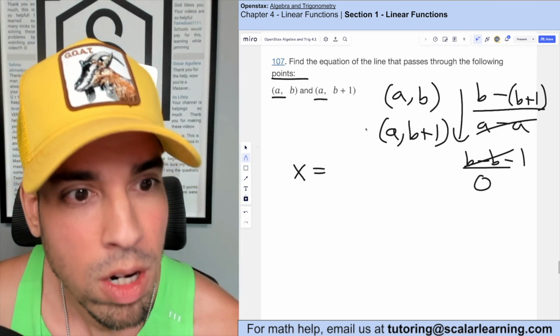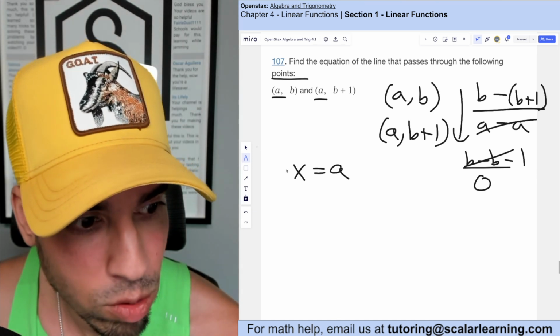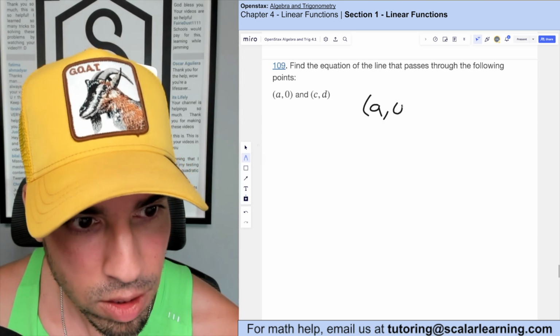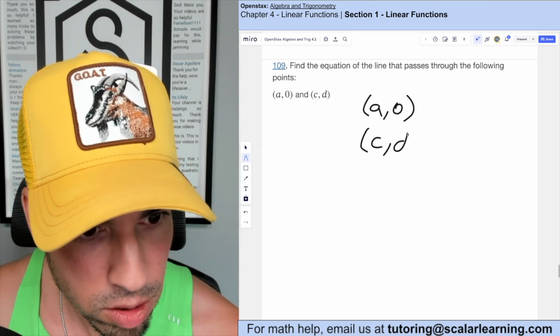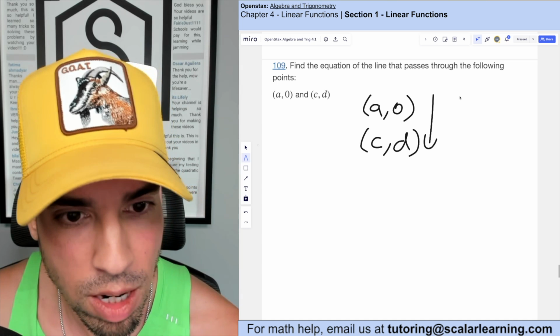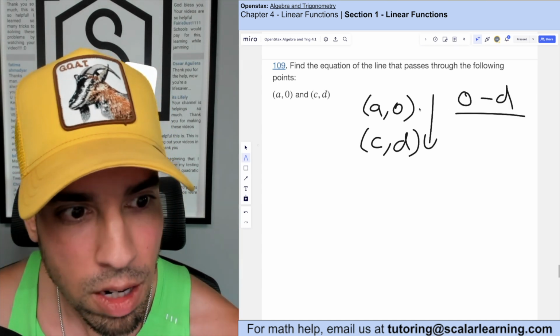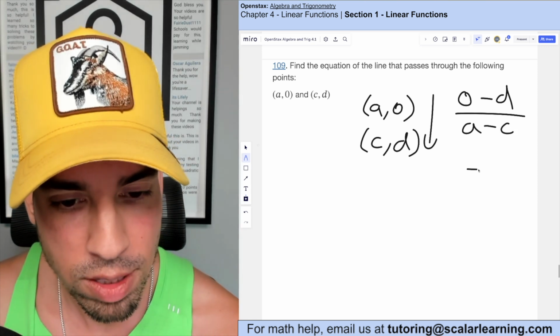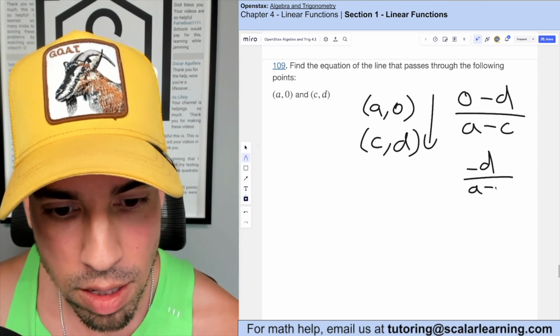It's a. Therefore, the equation of the line is x equals a. Boom, done. So for this one, we're going to first start by stacking the coordinates and calculating the slope. So we're going to subtract down. First on top, we got 0 minus d. On the bottom, we have a minus c. So here's my slope, which is negative d over a minus c.